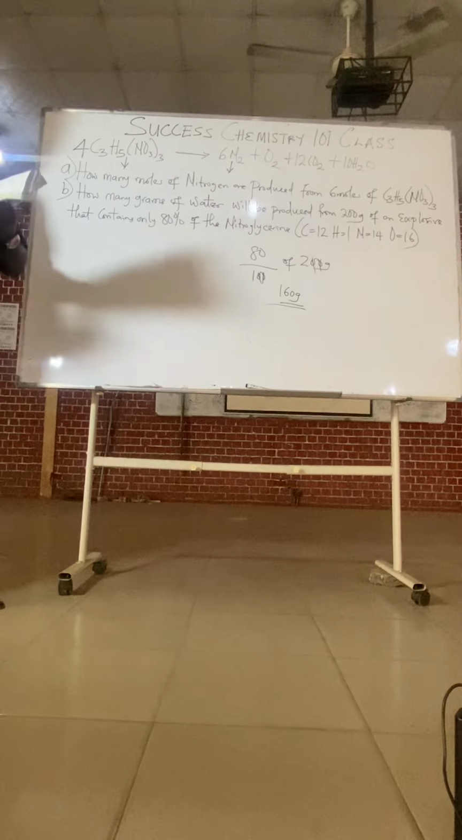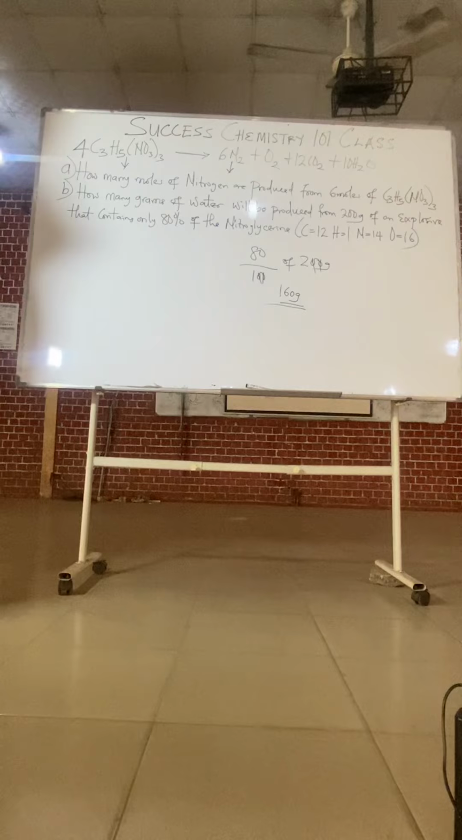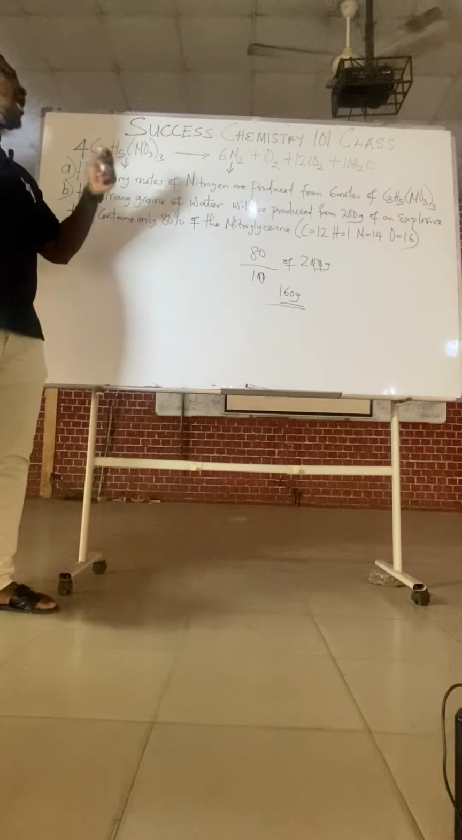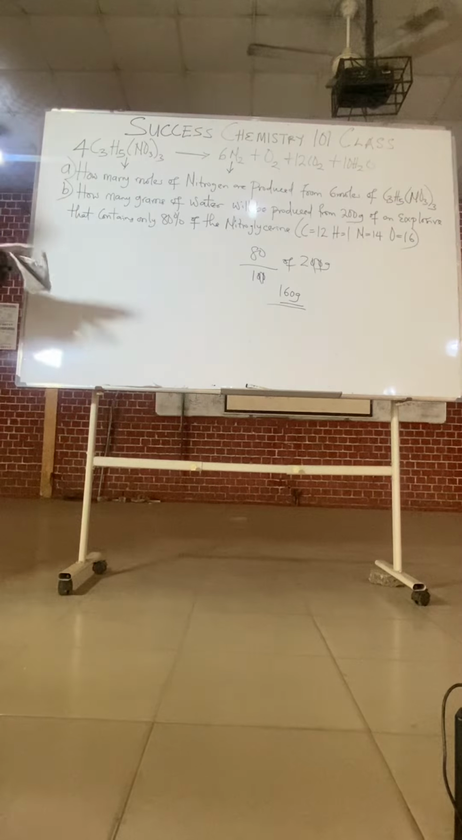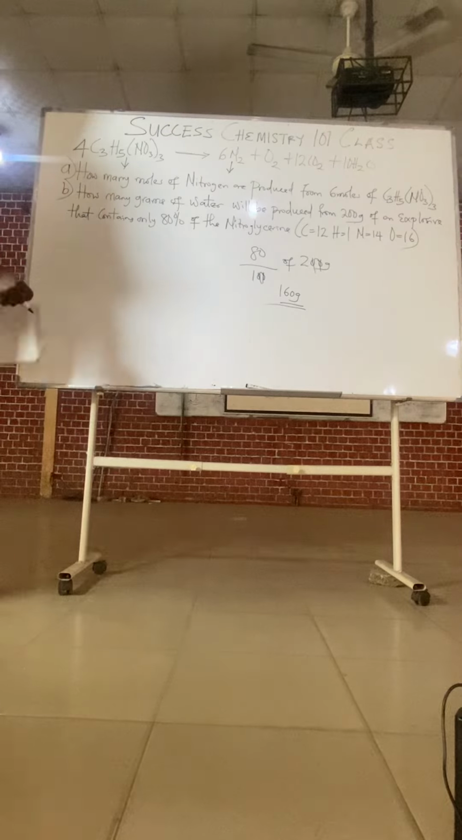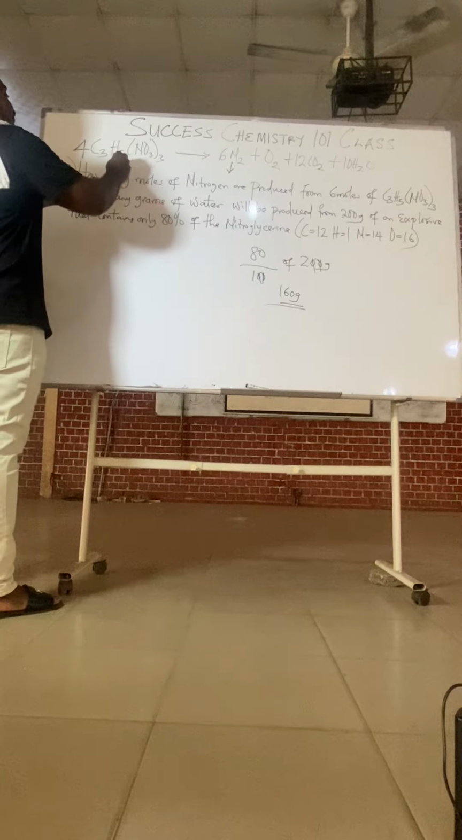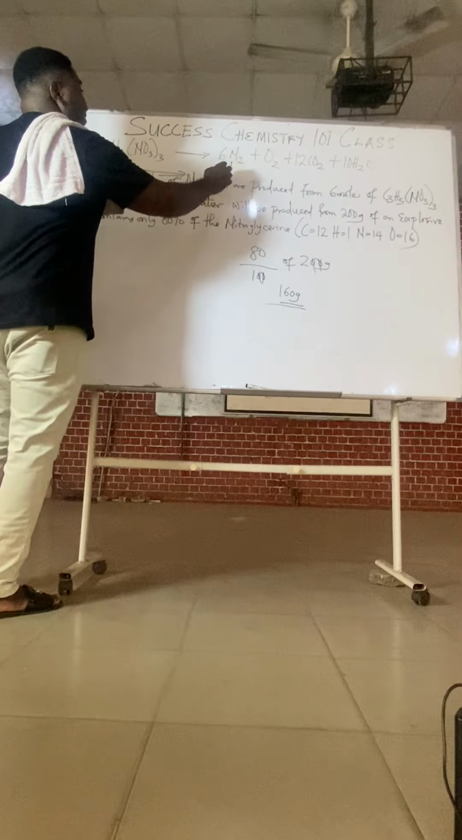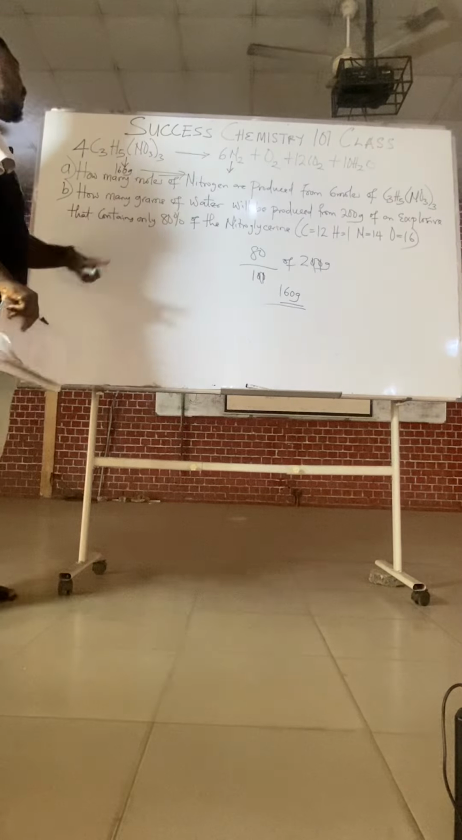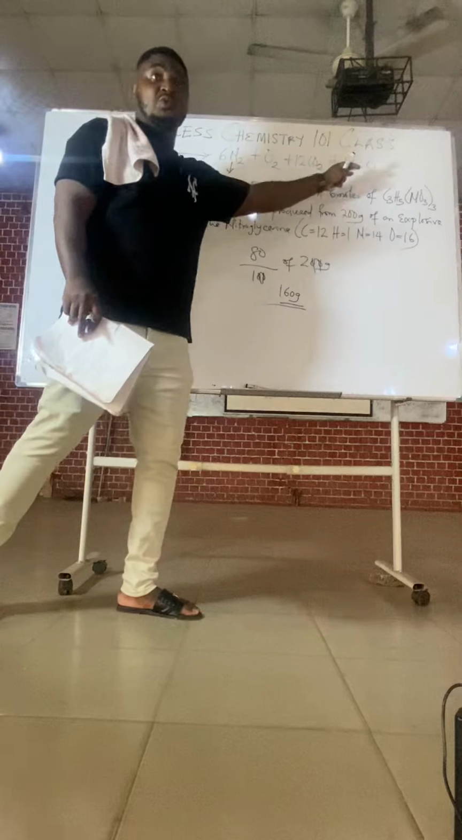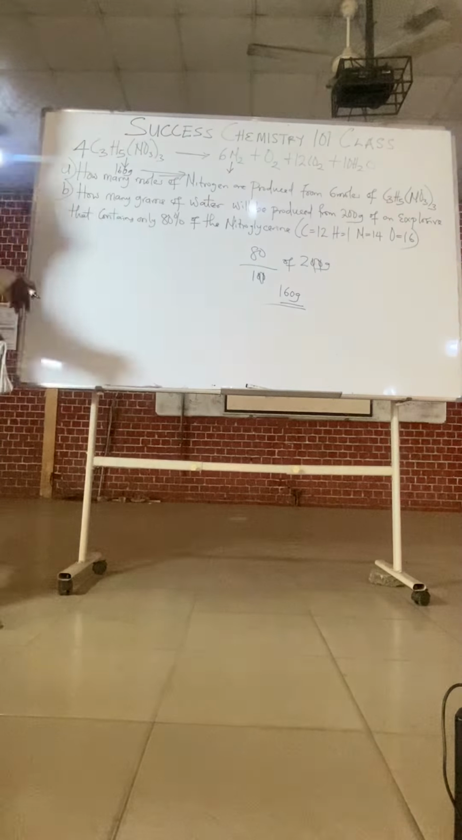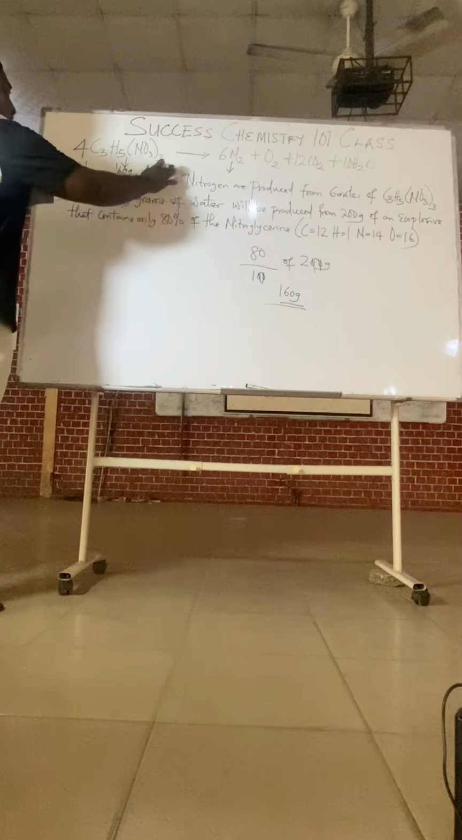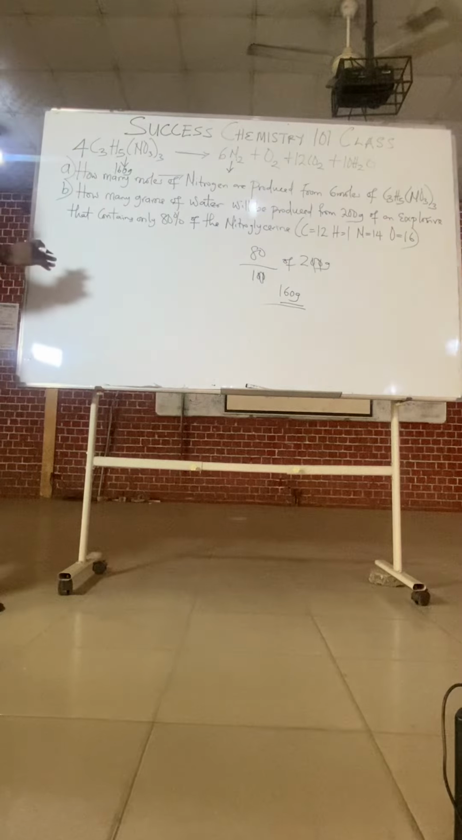160 grams. But is that the question? No. How many grams of water will be produced then? So it means that if 160 grams of nitroglycerine is available, what mass of water is formed? So this stoichiometry is between nitroglycerine and what? Water. This stoichiometry is between nitroglycerine and water.